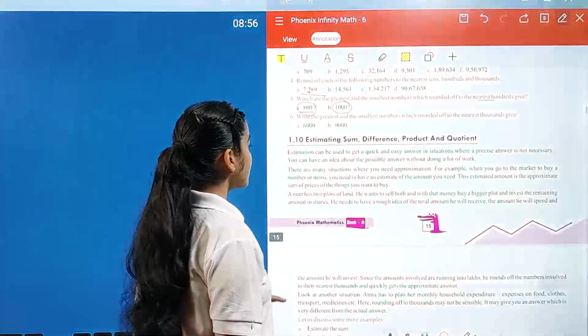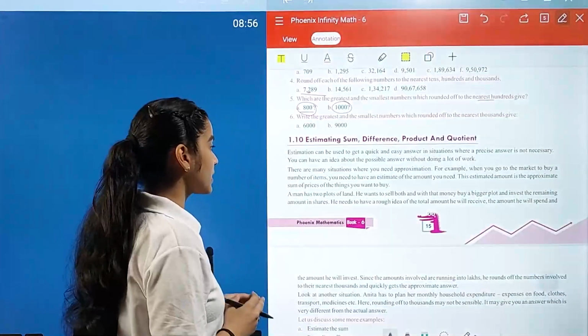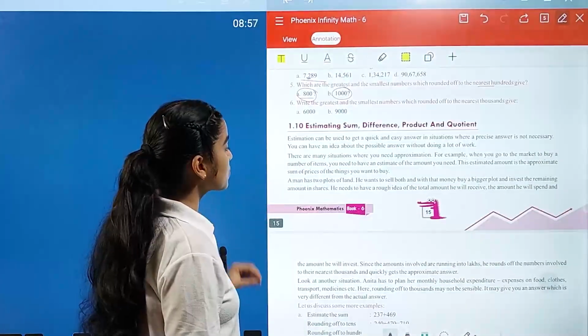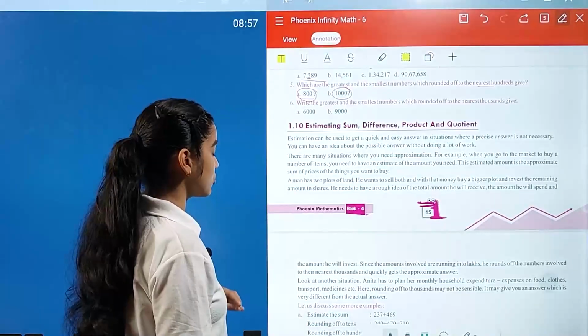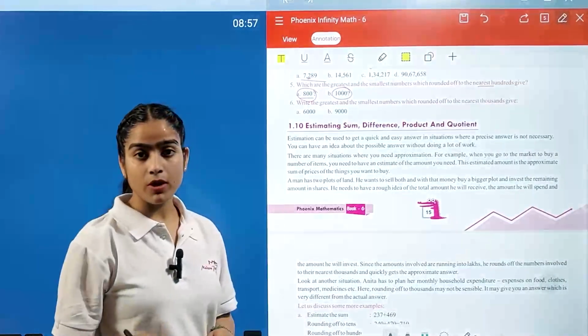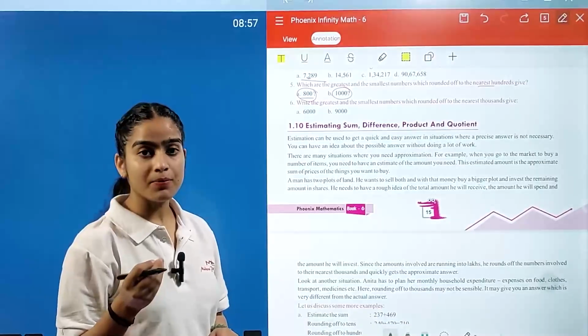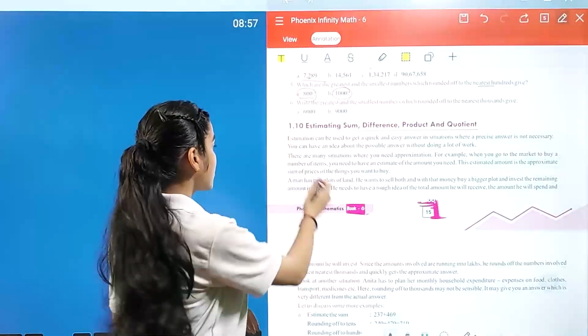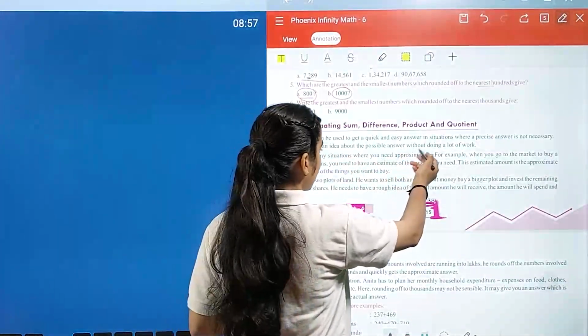Now we have the next concept, estimating sum, difference, product and quotient. Estimation can be used to get a quick and easy answer in situations where a precise answer is not necessary. So we use estimation where we don't need a precise, accurate answer. So you can have an idea about the possible answer without doing a lot of work.